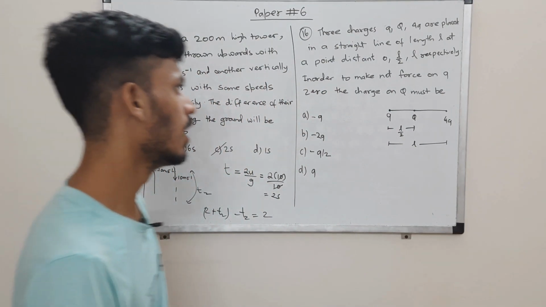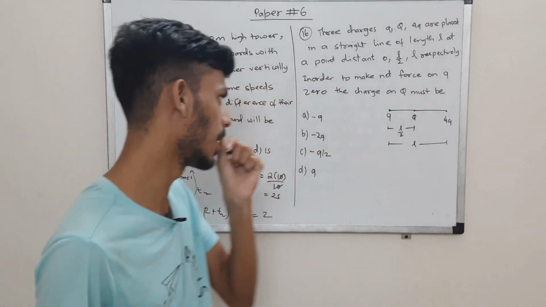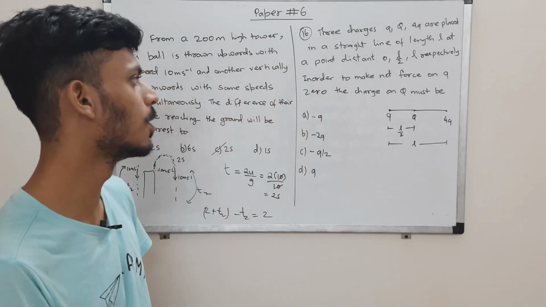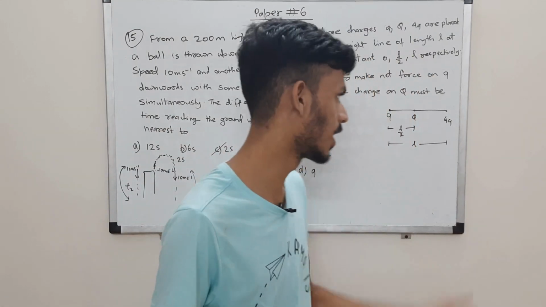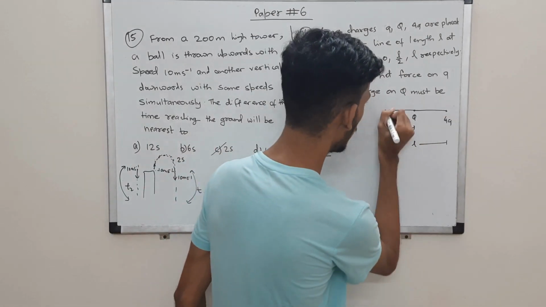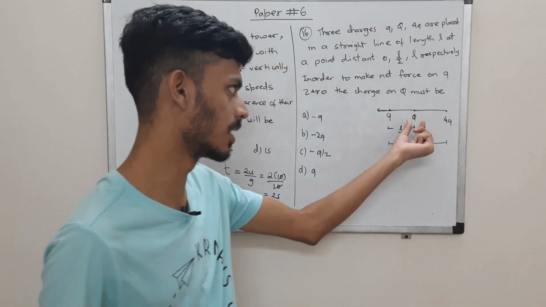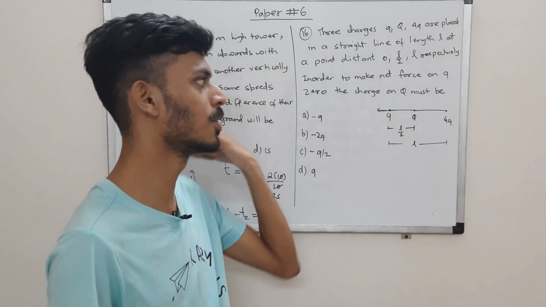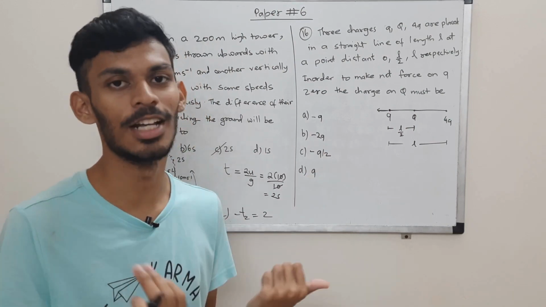You are supposed to tell, if the net force on Q is 0, what must be the charge on this Q, in terms of small q. First of all, you can easily realize that the charge on the capital Q should be negative, because 4q is pushing this charge outward. If the charge on capital Q is also positive, it will also push the small charge q, and there is no chance of cancelling.